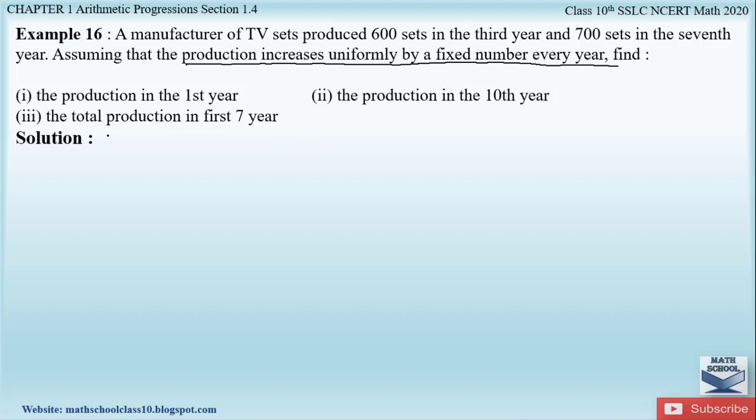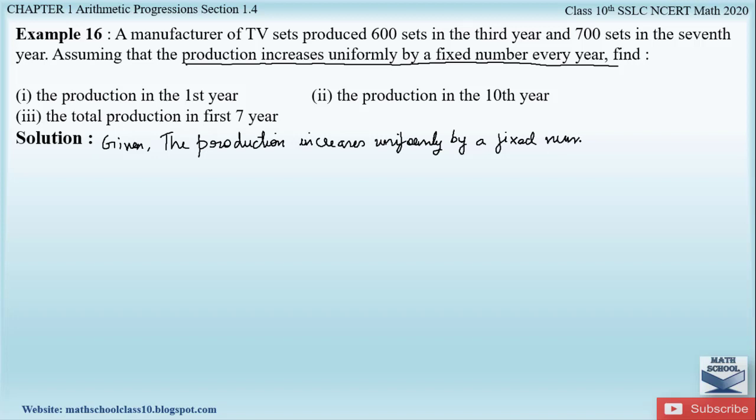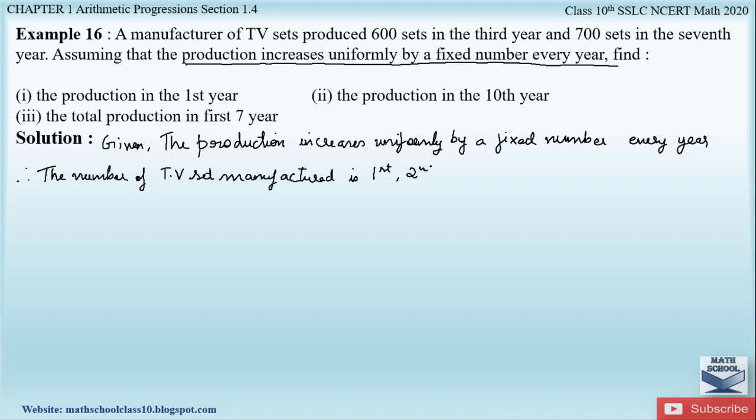So let us write down: given the production increases uniformly by a fixed number every year, the number of TV sets manufactured in the first, second and third year forms an AP. Let us now denote the number of TV sets manufactured in the nth year by an.